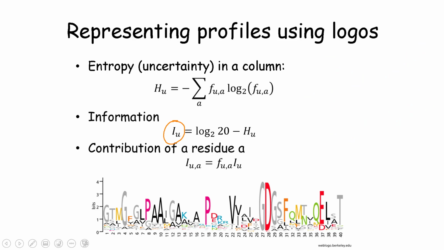The level of information in a column, which can be taken as the level of conservation, is calculated as the maximum possible entropy minus the entropy of that column. The level of information dictates how high the letters in the sequence logo will reach. The height of each residue is then calculated as the frequency of that residue multiplied by the information level of that column. For protein sequences, the maximum height is 4.3 bits. So if a column in the multiple alignment consists of only one type of amino acid, it will show up as a letter that is 4.3 bits high.